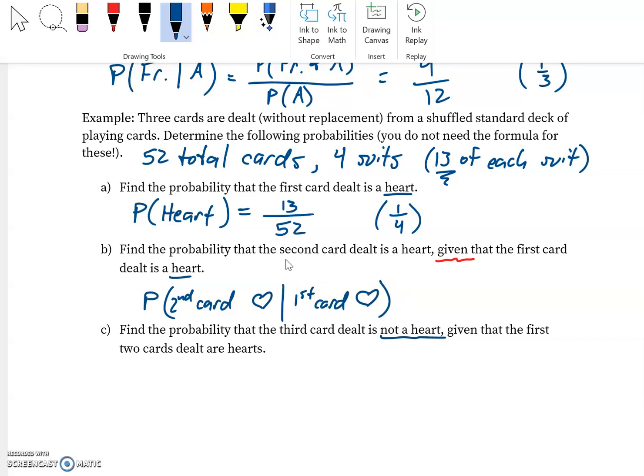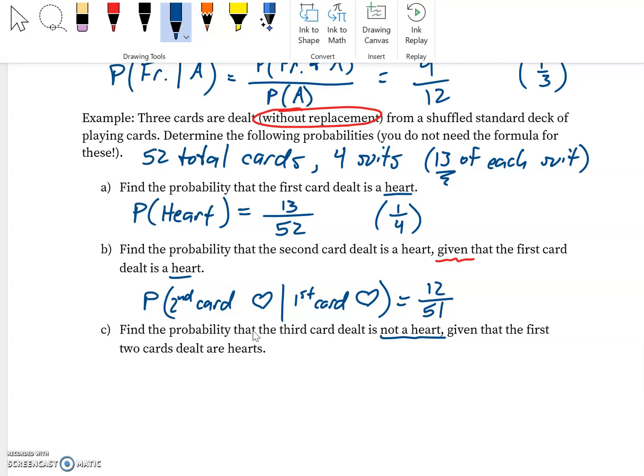All right, well, I could use the formula for this one, but honestly, I think we can use a little more logic. We don't have a table to go off of, but we can think to ourselves, I'm not replacing these cards. So I dealt the first one, it happened to be a heart. So then we just say, how many cards are left? Well, I had 52, so I dealt one of them, I should only have 51 left. And given that the first card was a heart, that means I had 13 of them. Well, there's only going to be 12 left because the first one was one of those hearts. So I've got 12 other ones left in there. So this is the probability of getting the second card as a heart given the first.